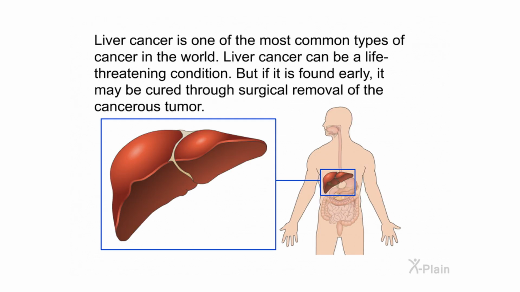Summary. Liver cancer is one of the most common types of cancer in the world. Liver cancer can be a life-threatening condition, but if it is found early, it may be cured through surgical removal of the cancerous tumor.